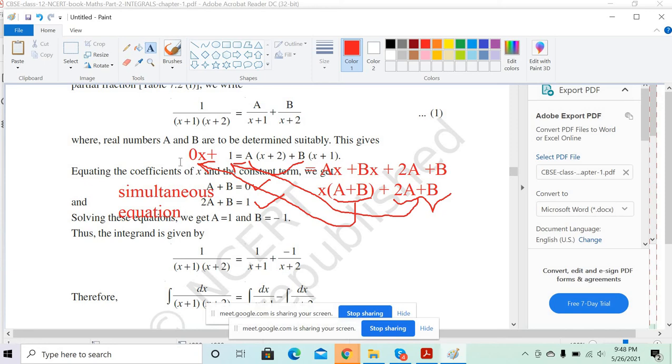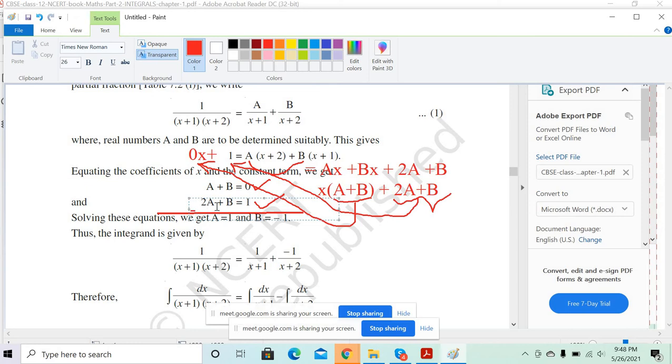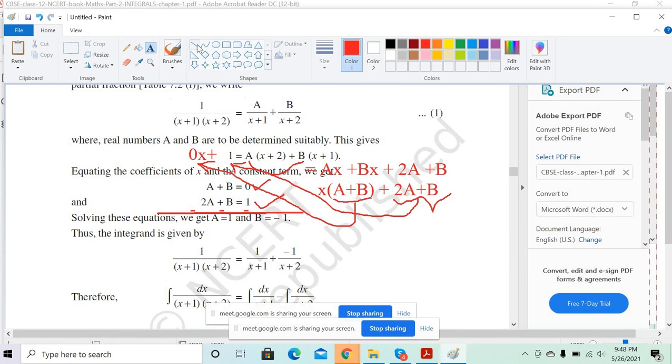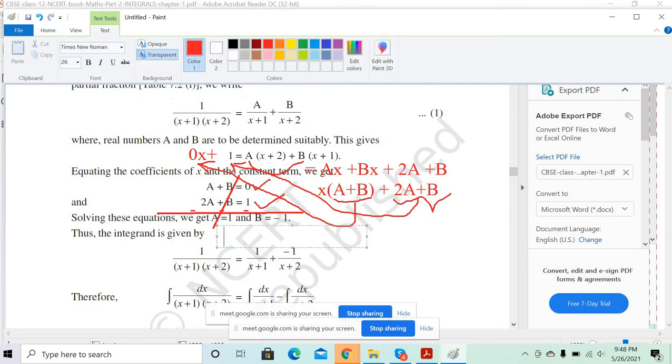you can subtract this part. When you subtract this part, what will become now? 2a minus a. So this sign will change to minus, and this sign will change to minus, correct? So b minus b is cancelled. a minus 2a will become minus a, right? Minus a will be equal to minus 1. So a will be equal to 1. Did you understand?